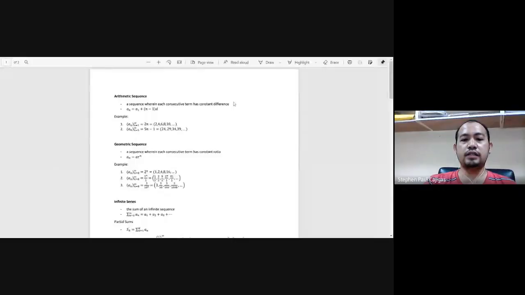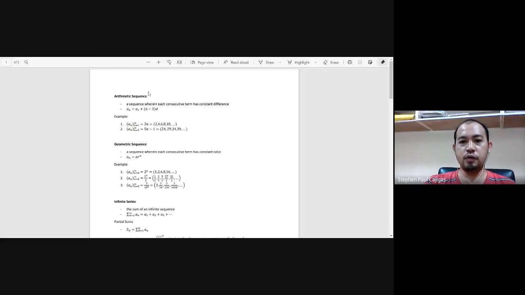for the sequence. And then in that lesson, we determined if a given sequence is convergent or divergent. So this time, we will be going into what we call a series. Now, a series, let me just share. Okay, here. So, a series this time, there are other operations to be done.